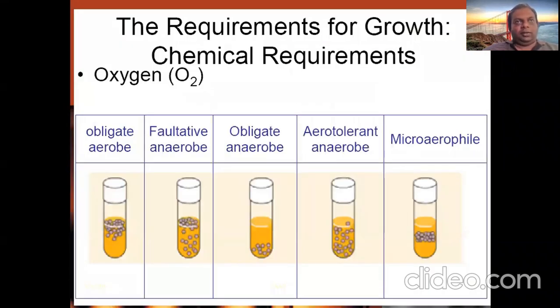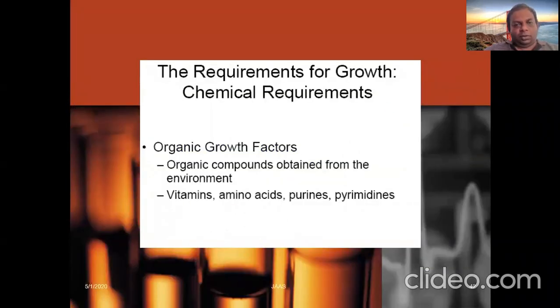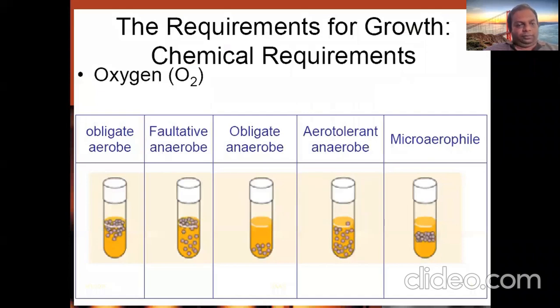The other important thing is the oxygen requirement. Depending on the oxygen requirement, we classify these microbes into various types. Obligate ones must require oxygen. First we divide aerobes and anaerobes. Aerobes require oxygen for their growth. Anaerobes don't want oxygen. For the obligate anaerobes, oxygen is toxic to them.